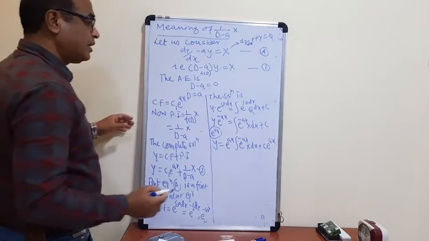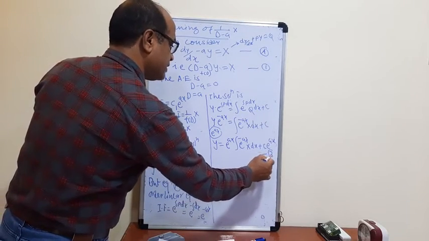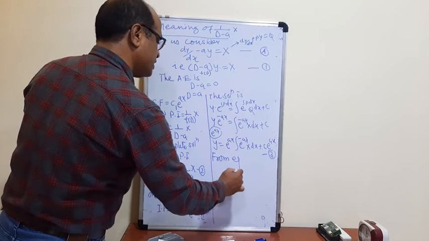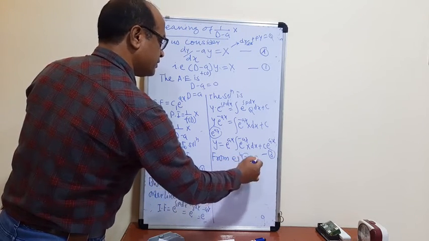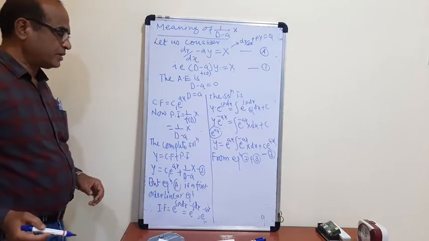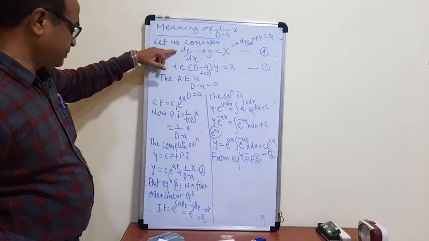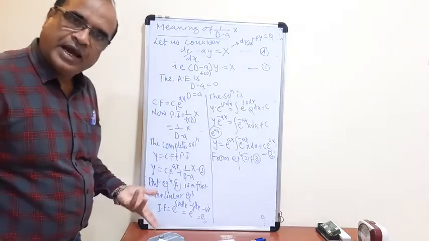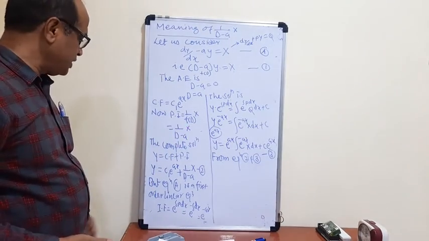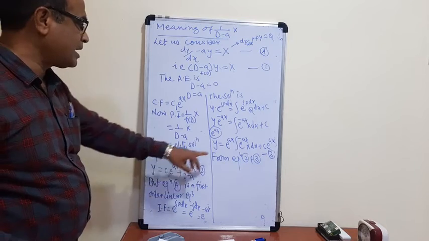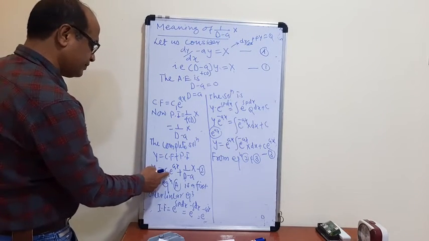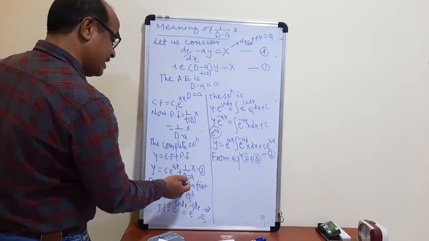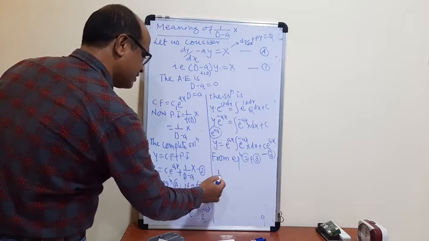So this is equation number 3. From equation 2 and 3, what is equation 2? The solution of this differential equation is this, and the solution of this differential equation is this also. So now compare equation 2 and 3. Comparing this and this, C e raised to ax is here. Then what is 1 upon D minus a x equal to?